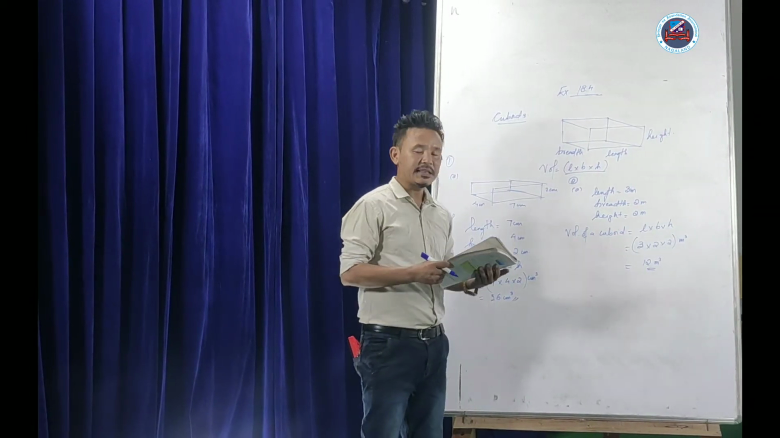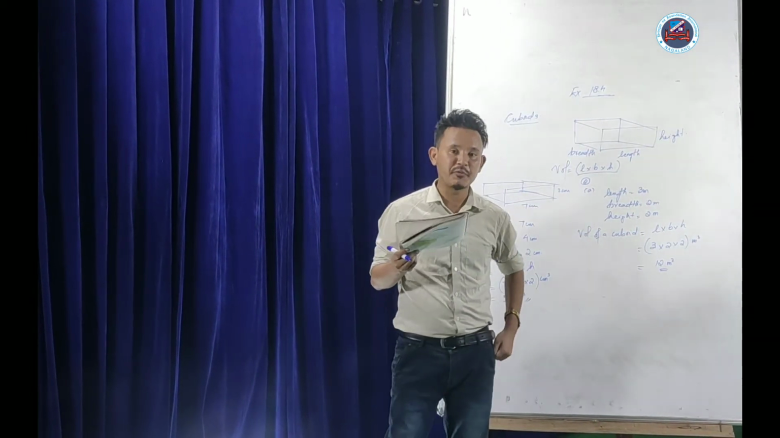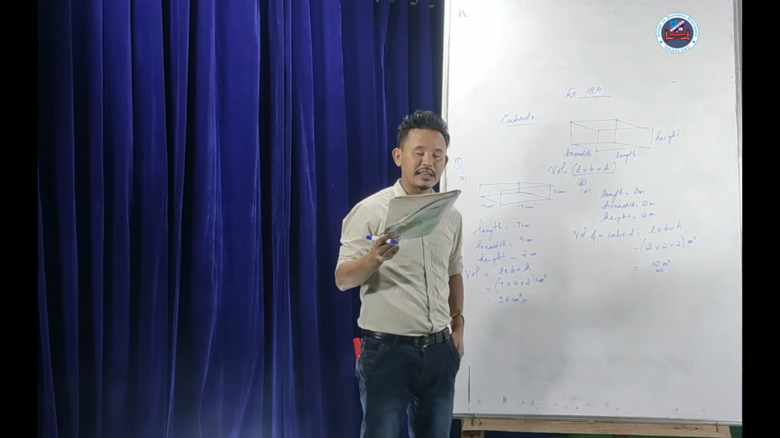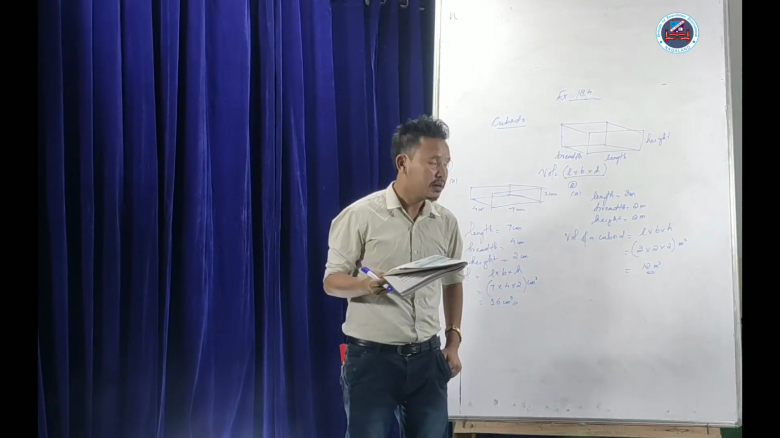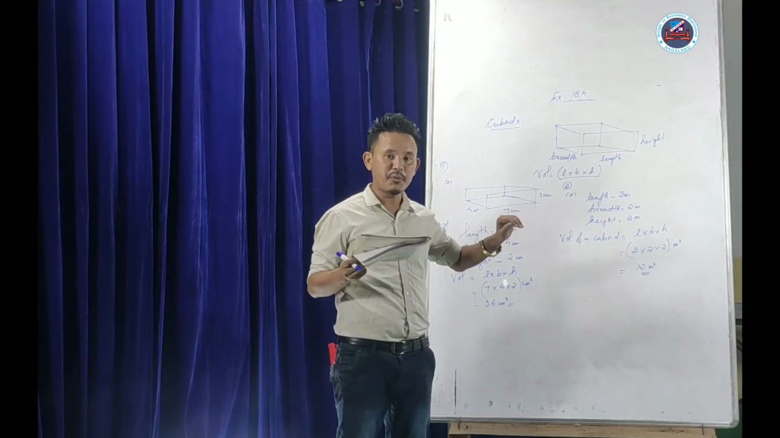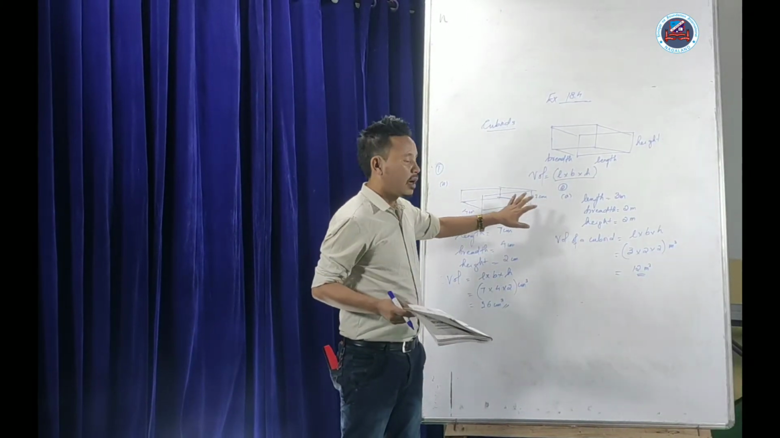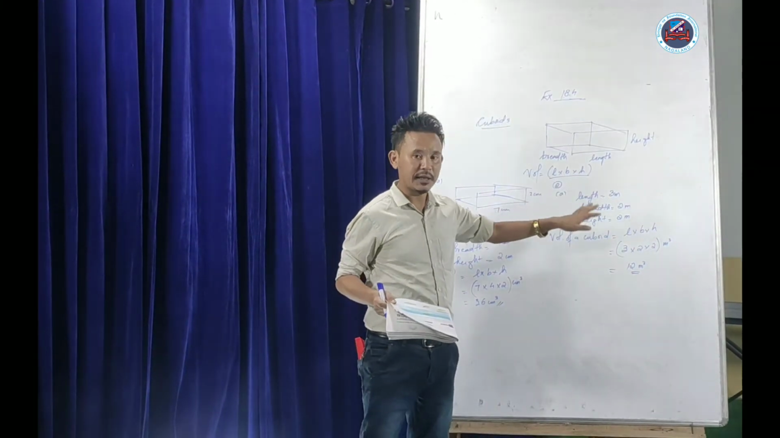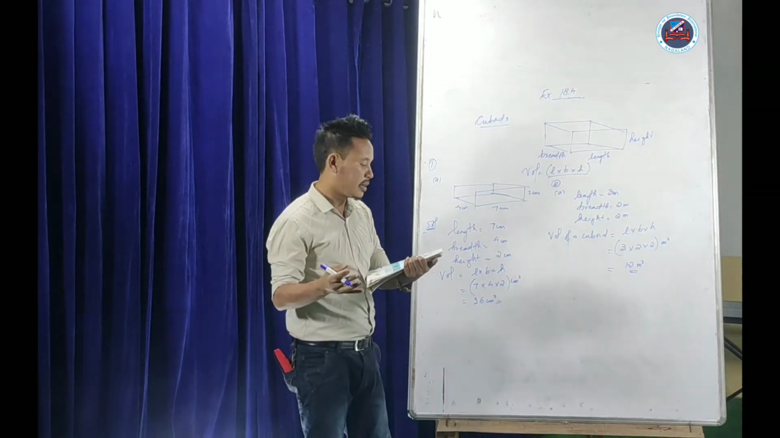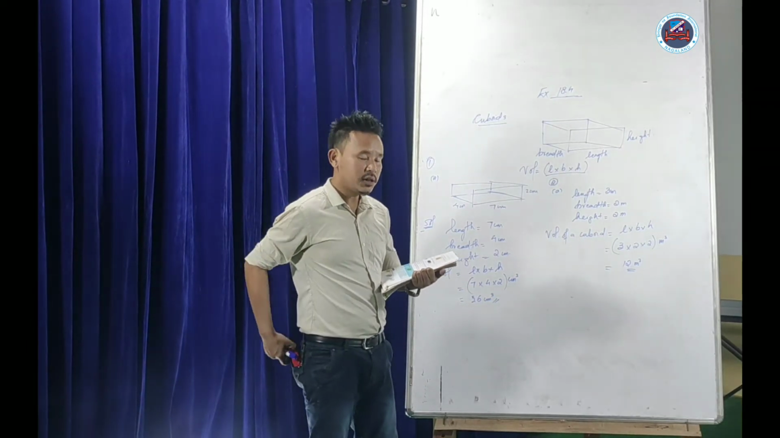Now moving on to the next exercise, there is exercise 18.5. In this particular exercise, we shall be discussing how to calculate the surface area of a cuboid. As you can see in exercise 18.4, we have discussed how to calculate the volume of a cuboid using a very simple formula, that is length into breadth into height. Now as we move on to the next exercise, there is the surface area of a cuboid.